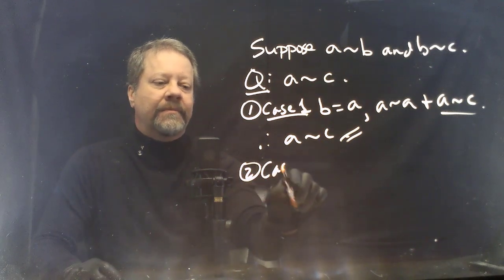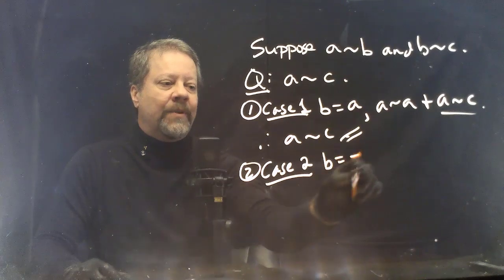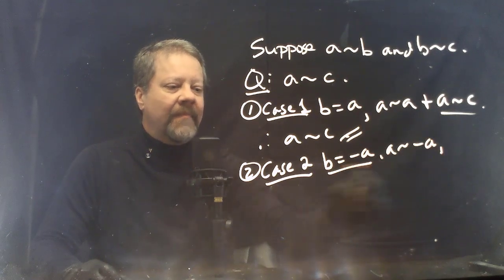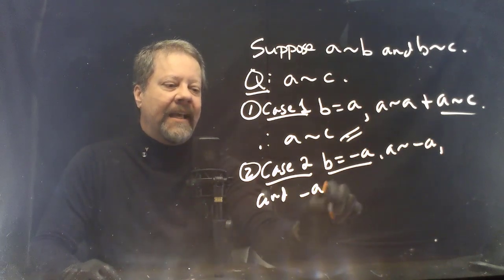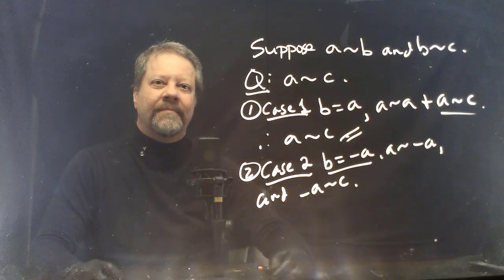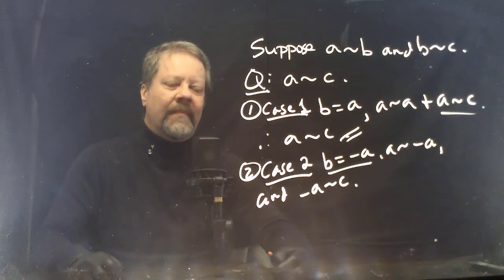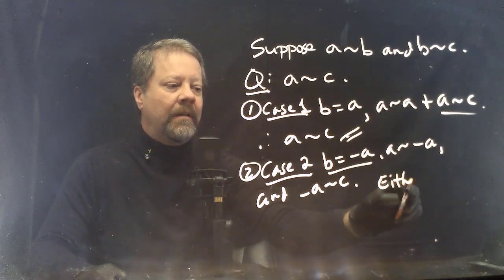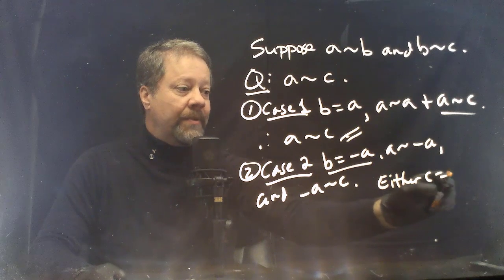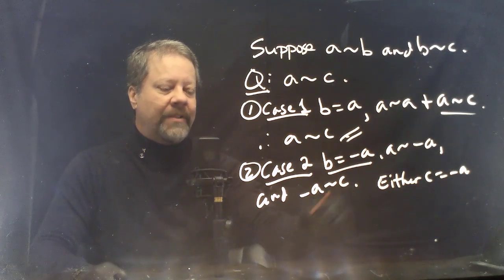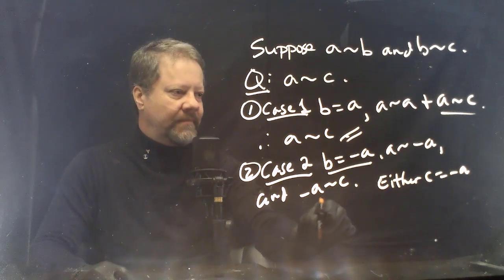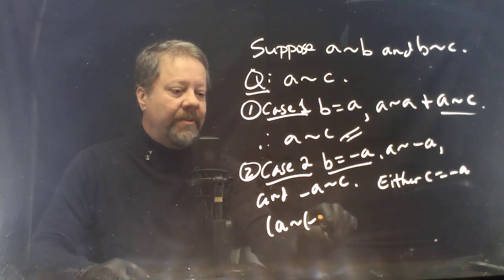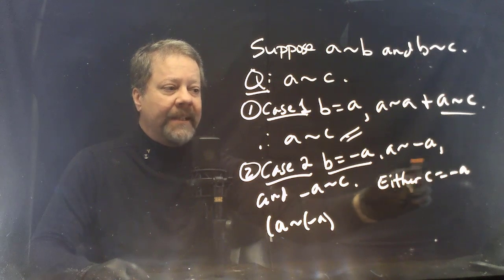Case 2 is B equals minus A, in which case we have A is equivalent to minus A, and minus A is equivalent to C. From here, there are two possibilities. Either C equals minus A, in which case we have minus A is equivalent to minus A, and then we're trying to show that A is equivalent to minus A. But we already have that because B is minus A.